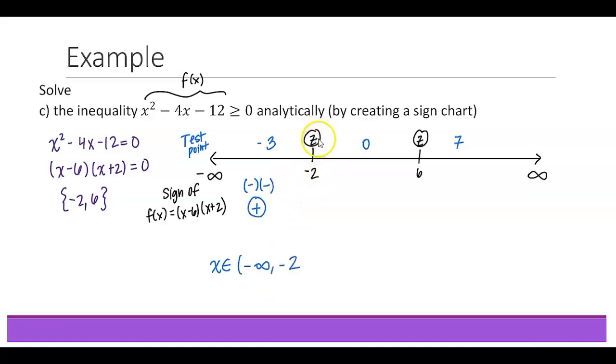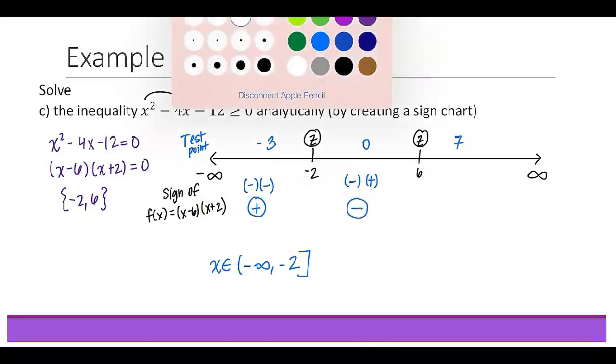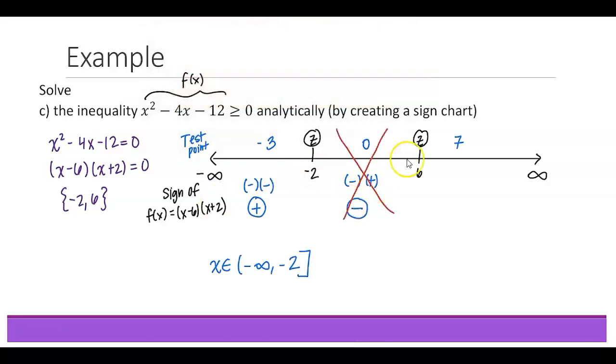Now the reason why I put a z above negative 2 is to remind myself that's where I was equal to 0. And I want to know when am I greater than or equal to 0. So I am going to include that negative 2 value. Then we move on and check the next test point. So 0 minus 6, that's going to be negative. But 0 into x plus 2 is going to be positive. We know a negative times a positive is overall a negative. So I don't want that middle interval. I don't want to include all the numbers between negative 2 and 6.